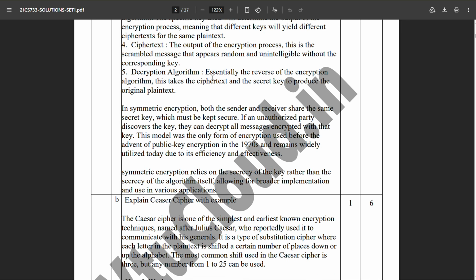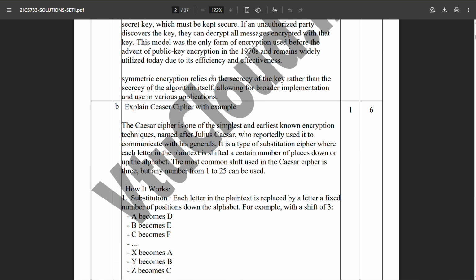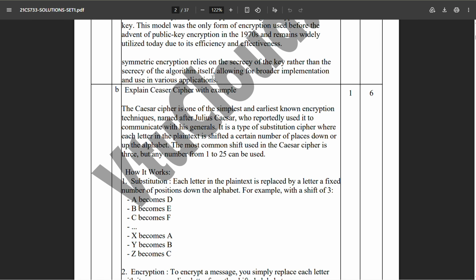The next question is explain Caesar cipher with an example. Explain the definition of Caesar cipher and take one example and explain the process of Caesar cipher, how to convert plain text to ciphertext.